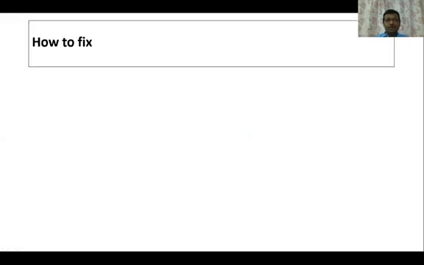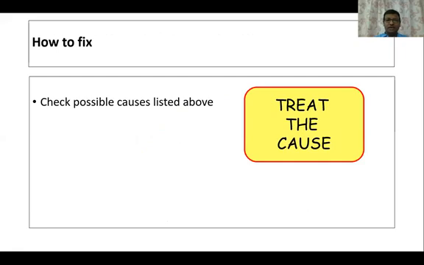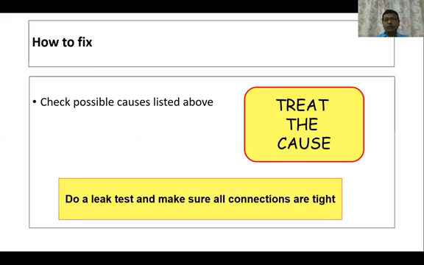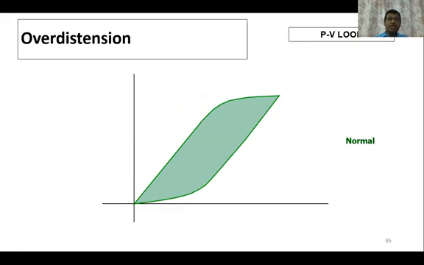You just have to treat the causes we discussed earlier. And an important thing, whenever you ventilate a baby, beforehand you do a leak test and make sure that all connections are tight. Now, another problem which we can identify on a PV loop is over distension.